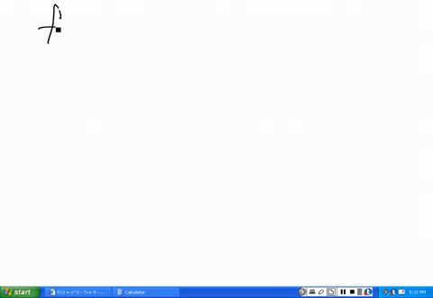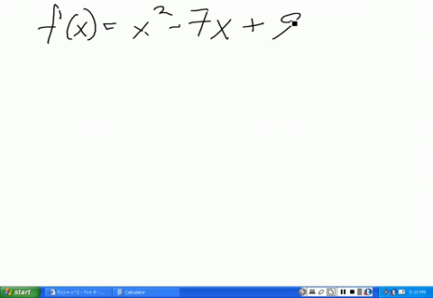Okay, let's start off with a function, something like x squared minus 7x plus 9. And let's try to use the rule of double false position in order to find a root. Now, in order to do this, what we have to start off with is some idea where the root is, because we're going to need a guess, an x1 and an x2.